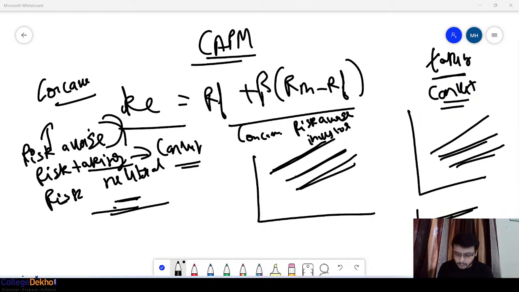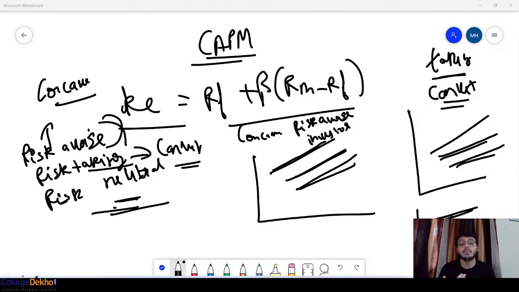Right? Now your categorization of risk averse, risk loving, risk taking, and risk neutral can be the scenario in real life also. Point A and B we have discussed in quite an intensive manner. C point says all investors are expected to have homogeneous expectations. That is, their future rates of return have identical probability distributions.